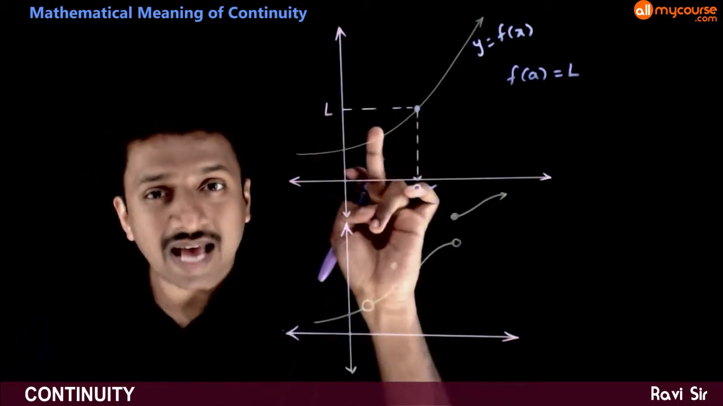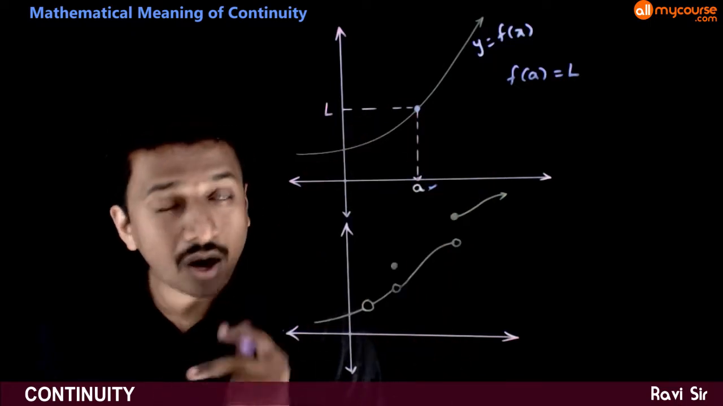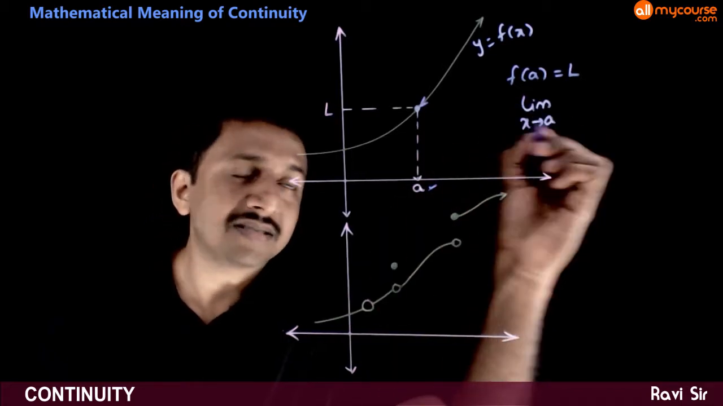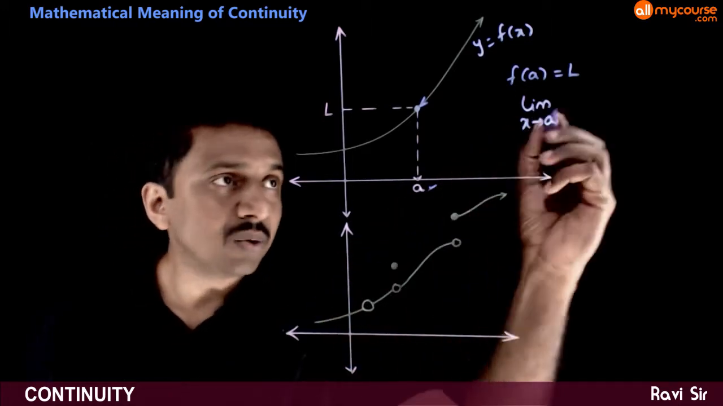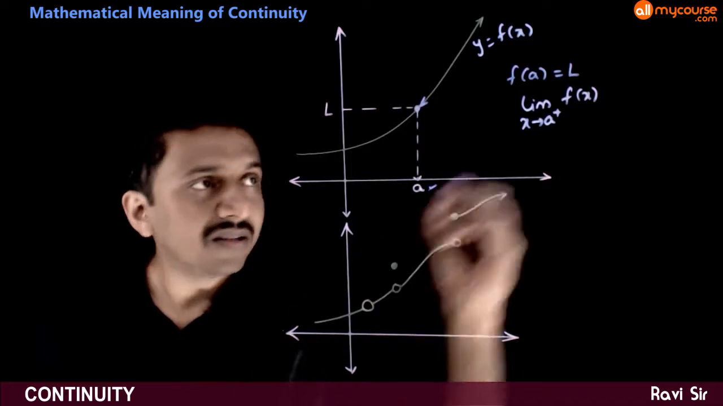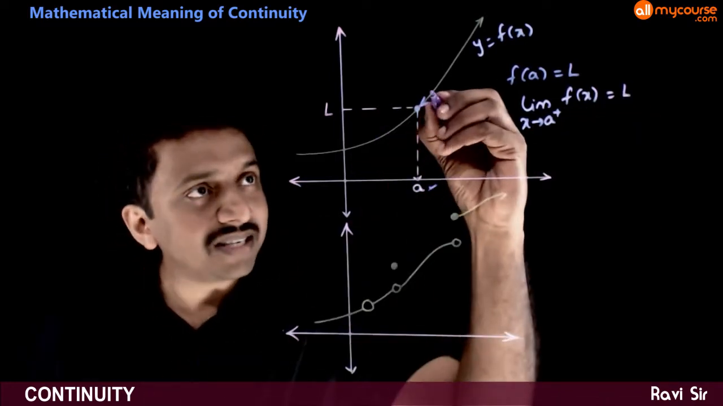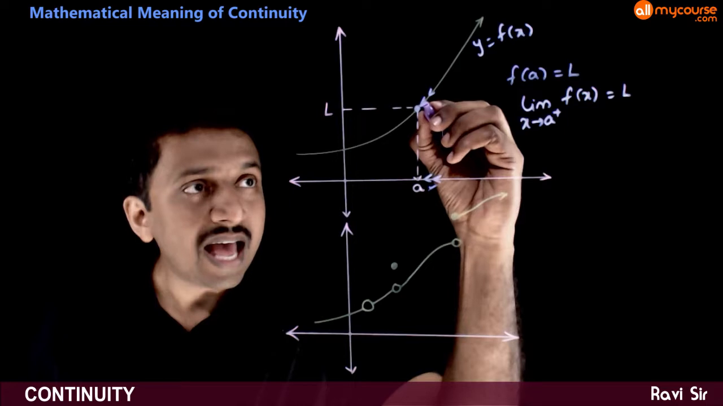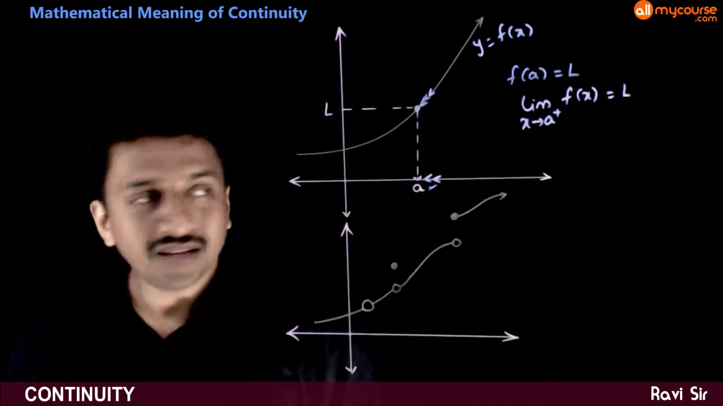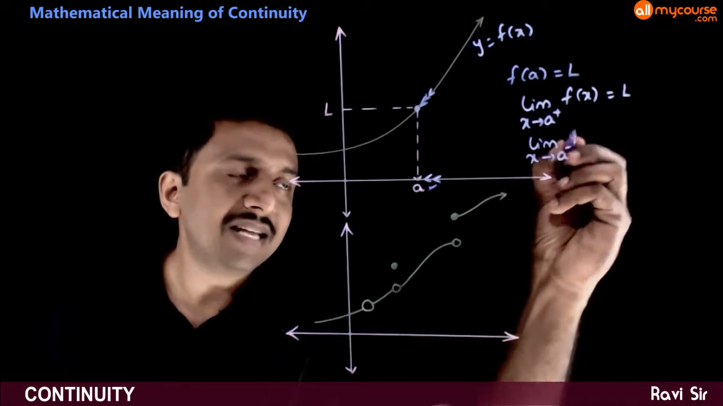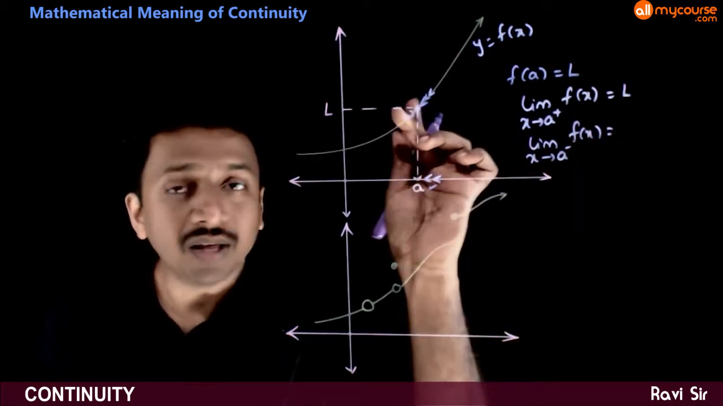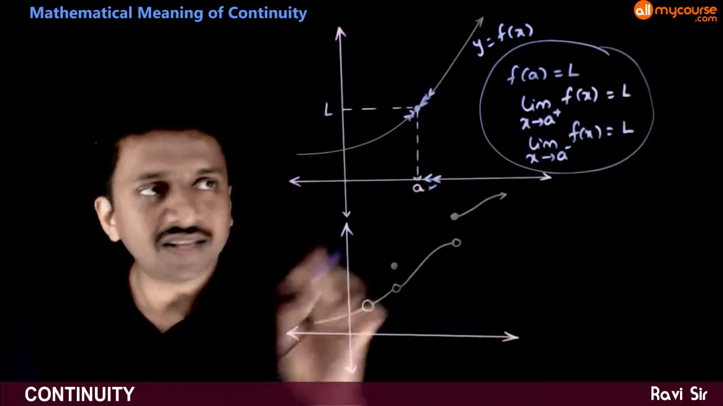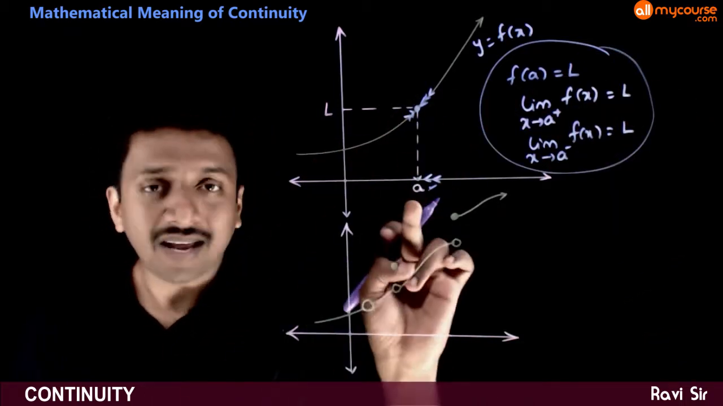Now if a function has to be continuous at this point, what should happen is the limit of this function as x tends to A plus, f of x, should also be equal to L. That is, as x tends to A from the right hand side, this function has to approach this value L, and limit x tends to A minus f of x should also tend to the functional value at x is equal to A. If all the three happen, then we say that the function is continuous at x is equal to A.